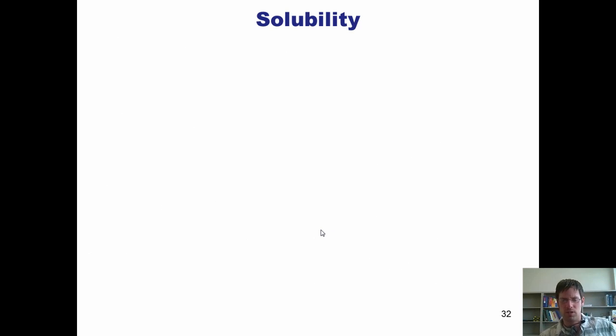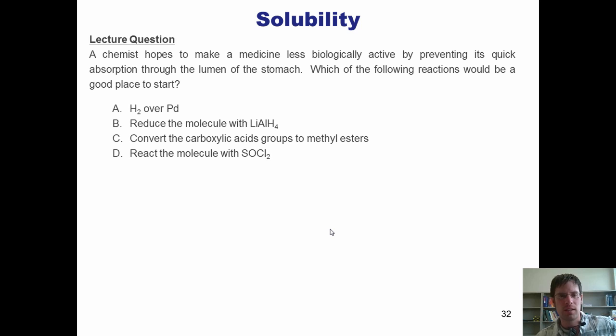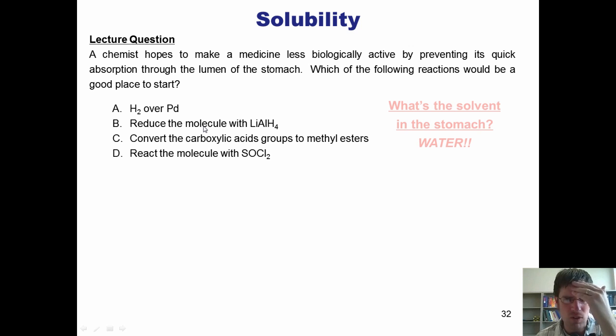Another family of questions that frequently pops up is those that address issues of comparative solubility. Let's take a look at this one. A chemist hopes to make a medicine less biologically active by preventing its quick absorption through the lumen of the stomach. Which of the following reactions would be a good place to start? And then it has a list of different reactions. Now, in order to answer this question, the first thing we have to ask ourselves is, what is the solvent in the stomach? And the answer is water.